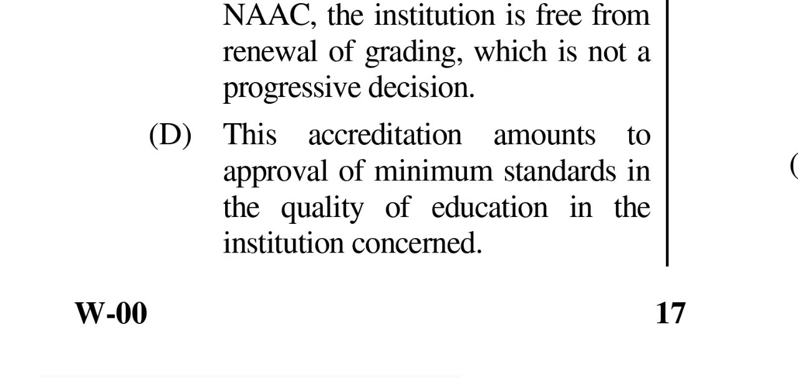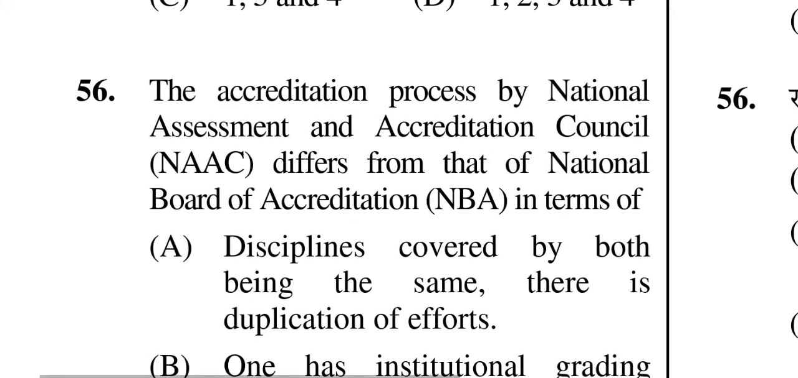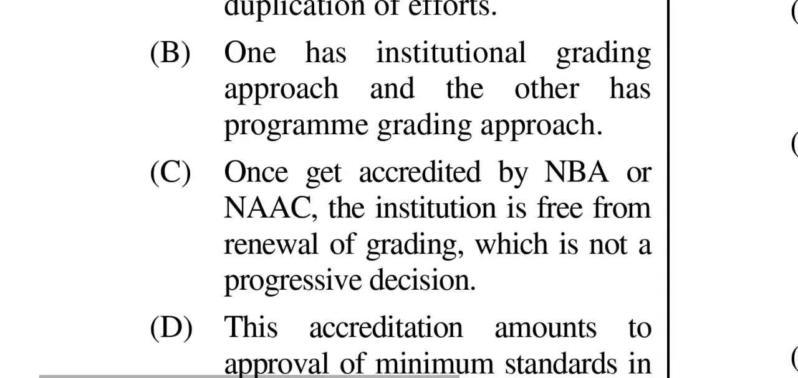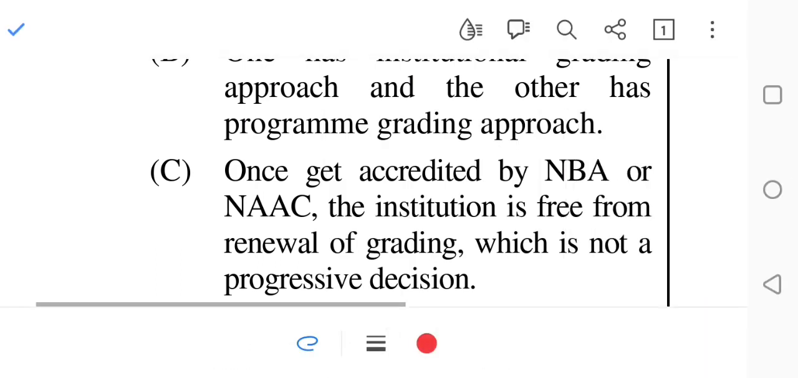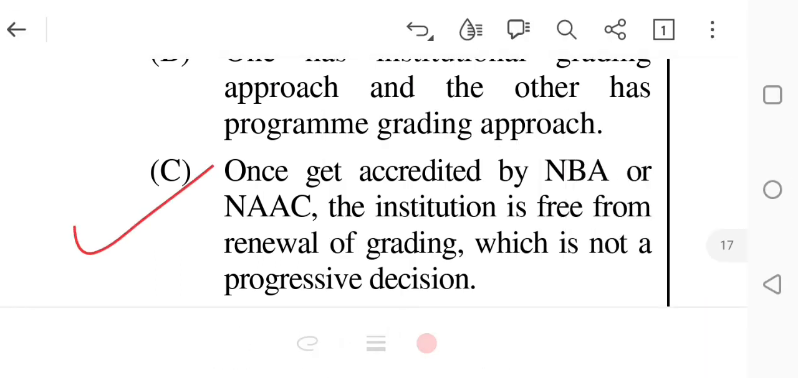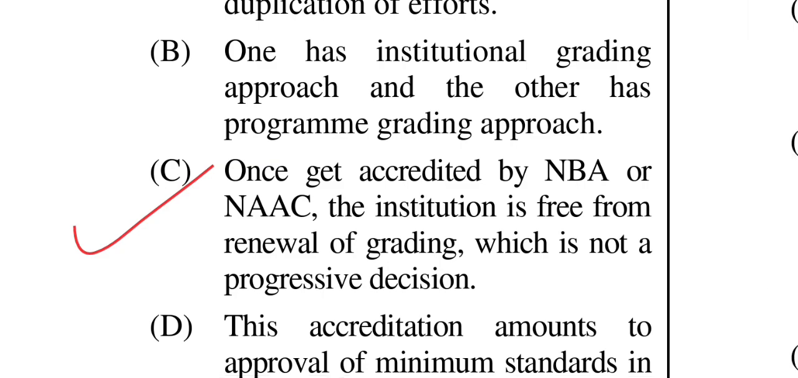D, this accreditation amounts to approval of minimum standards in the quality of education in the institution concerned. What do you think? 56 correct answer will be number C. That means once accredited by NBA or NAAC, the institution is free from renewal of grading, which is not a progressive decision.